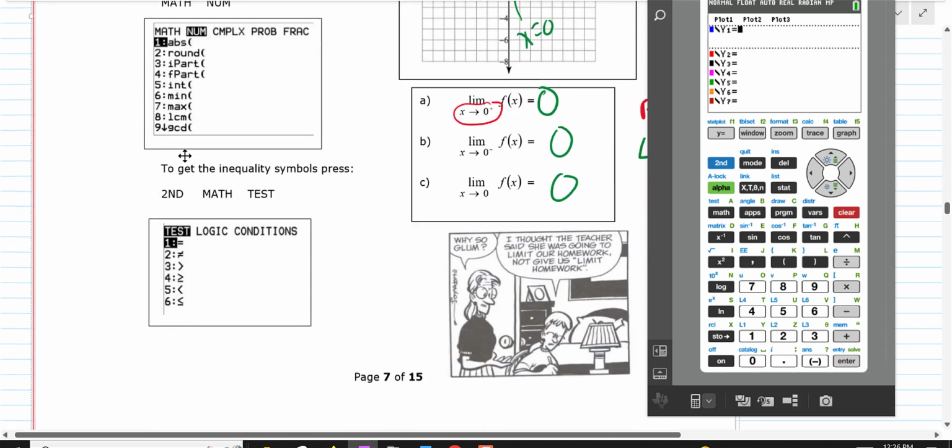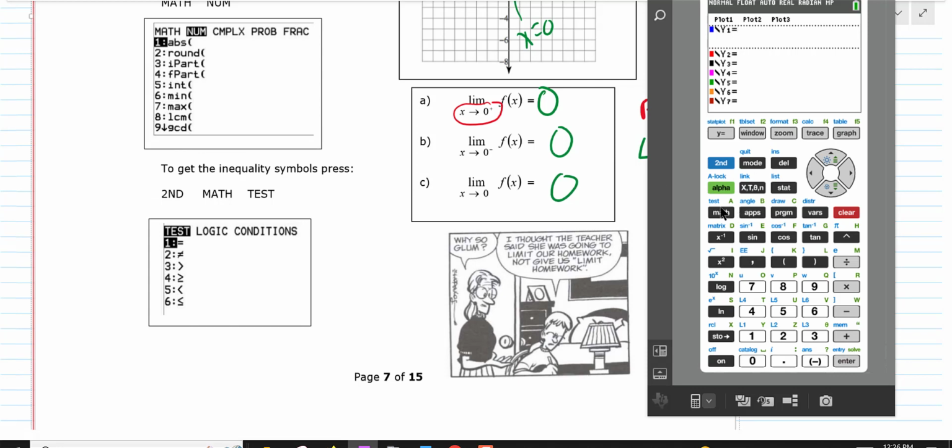So one thing that you can do is you have the math button. So try this. If you go to second math, then you'll see it'll say test. Right above math in blue on my calculator, it says test. So if you go second math, you got that. That's where you find your inequality symbols. Okay. So if you know where to find everything, then it's pretty easy to do this. Okay, so see if you can do this.